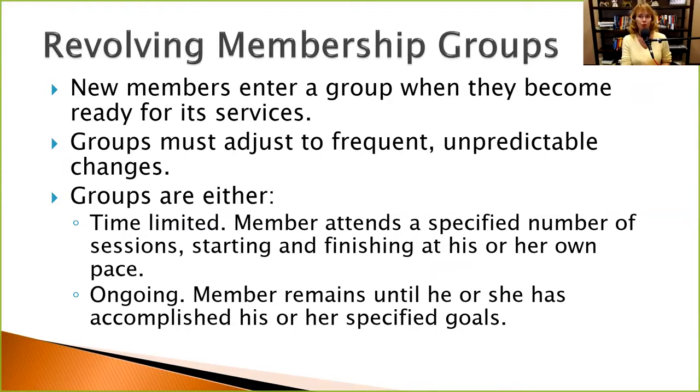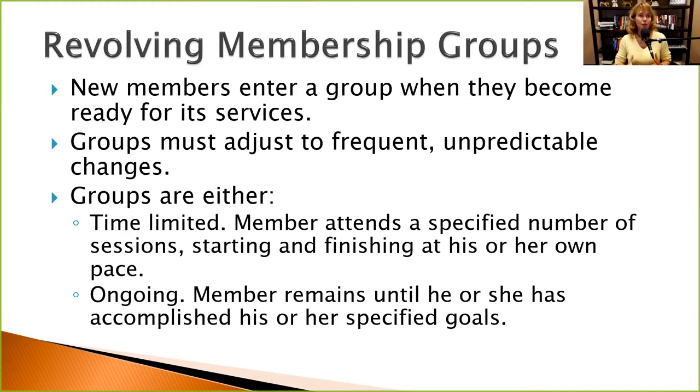Revolving membership groups: new members enter a group when they become ready for its services. If you're in residential or IOP, a lot of times your groups are revolving membership. So as soon as somebody signs up, if they're ready for a group, they enter. So you may have a group census of 8 for a while, and then 15 for a while, and then back down to 12, and it's just kind of all over the place. The groups must adjust to frequent unpredictable changes.